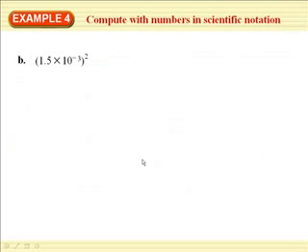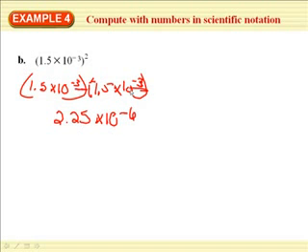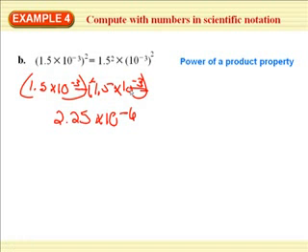So to the second power means we multiply this times itself, so it's 1.5 times 10 to the negative 3 times 1.5 times 10 to the negative 3. Pen doesn't want to work for some reason. So 1.5 times 1.5, which I'm going to do with my calculator. So 2.25 times 10 to the negative 6, because you add your exponents. And that is in scientific notation because 2.25 is between 1 and 10.